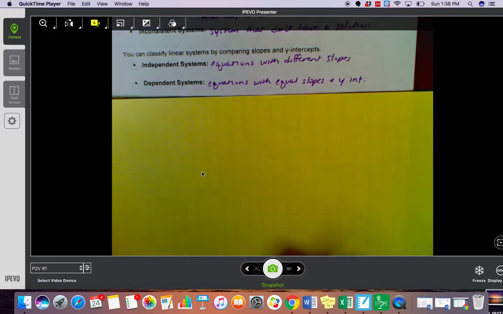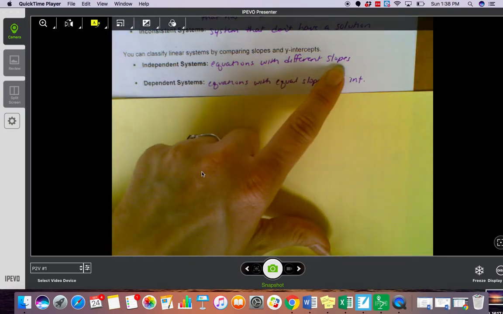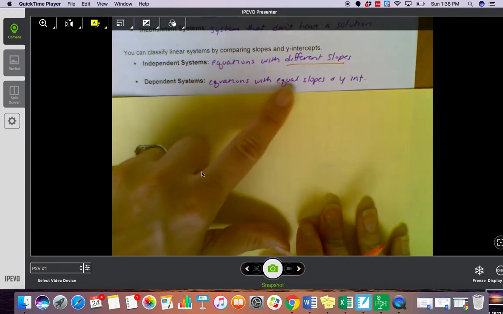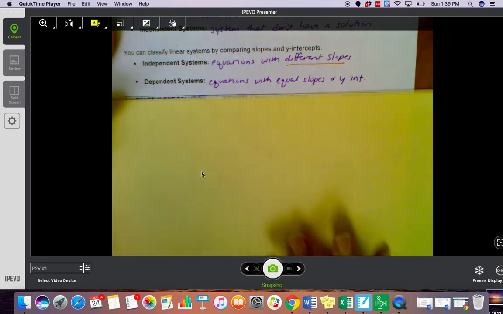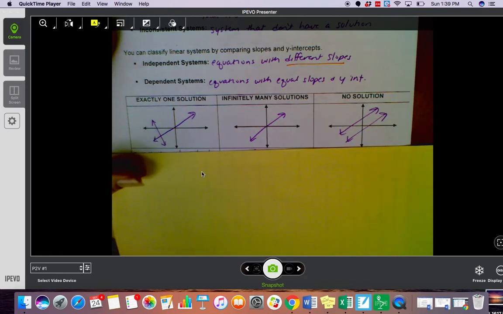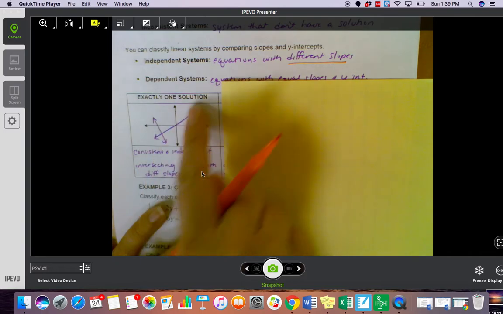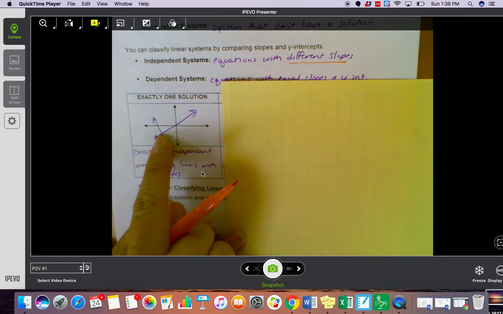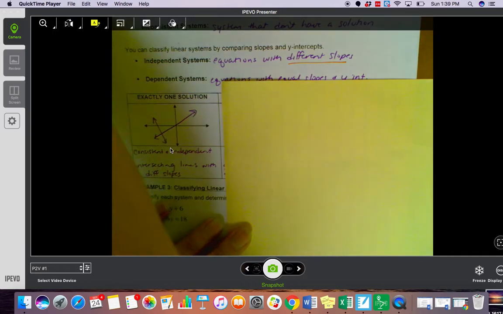You can classify linear systems by comparing slopes and y-intercepts. So if it's independent, the equations have different slopes. So different slopes, that's your key. Dependent equations will have equal slopes and y-intercepts. So let's look at this. The first one, it's crossing right here, so this line and this line. It's consistent because it has one spot that it's crossing, and it's independent because they have different slopes.